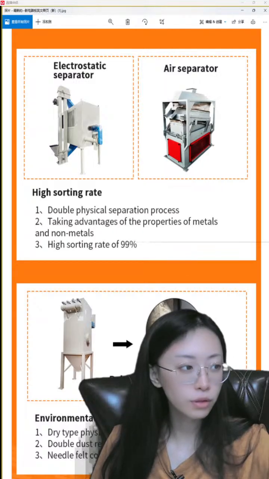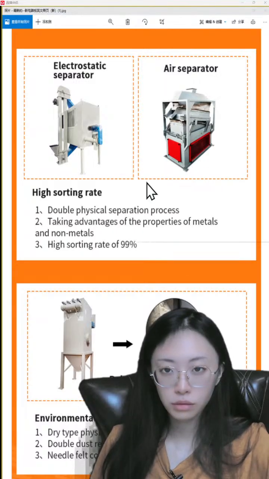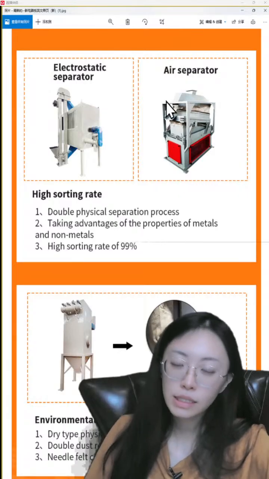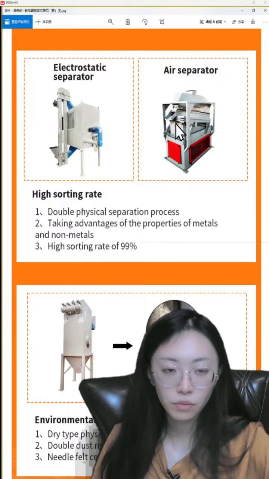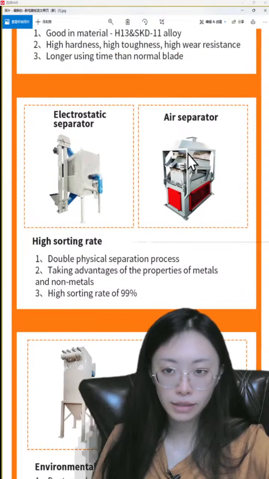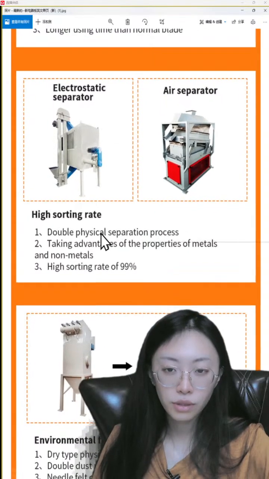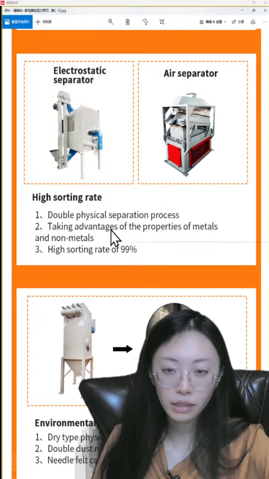These are several separator equipment. The first is the air separator. We use the airflow and the vibration to separate different products with different qualities. And then this is the electrostatic separator, which can reach a separation rate of 99%.